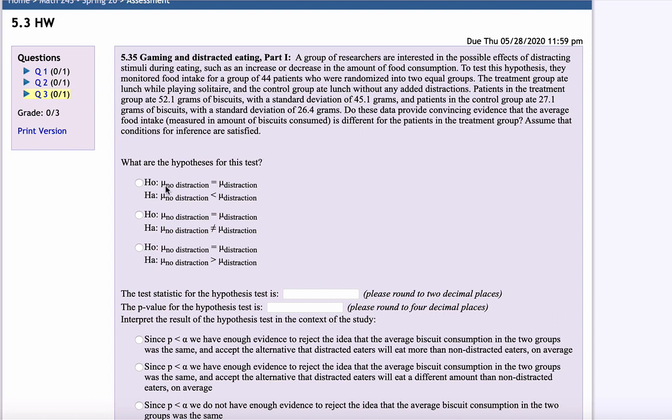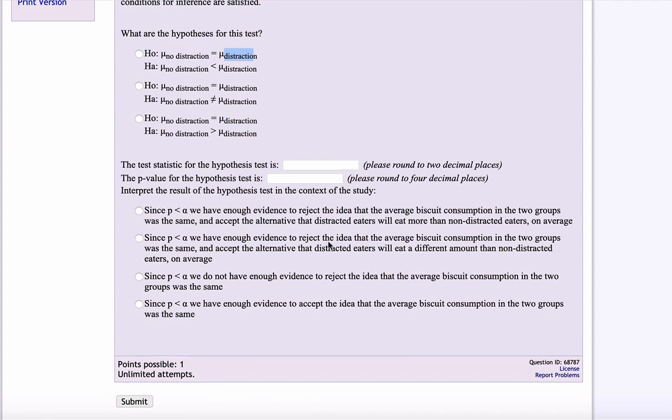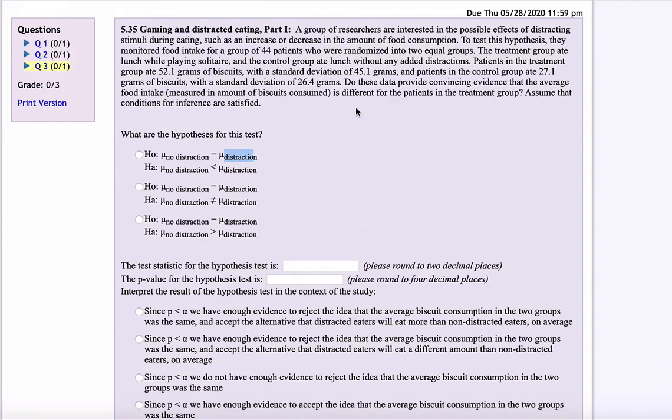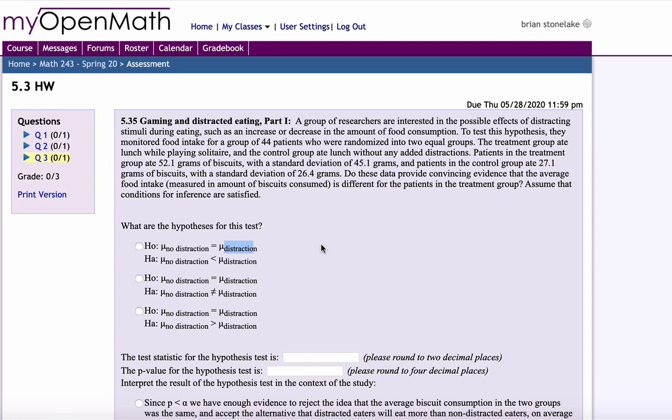The only point that I want to make is, since they list no distraction first and then distraction second, when you put these into your calculator, make sure the no distraction numbers are what you put in for the 1s, and the distraction numbers are what you put in for the 2s as you read through this thing. Test statistic, p-value, and then make your conclusion. And you do those 3 things and you are done with the homework.